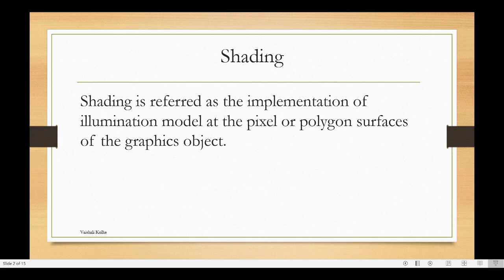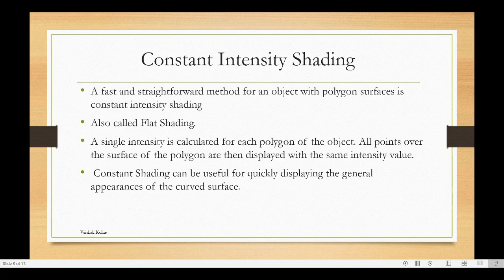An object has many surfaces. For each surface, we'll apply the illumination model to find the intensity for the surface. So there are many algorithms for shading. Here we'll see three algorithms. The very first algorithm is constant intensity shading.